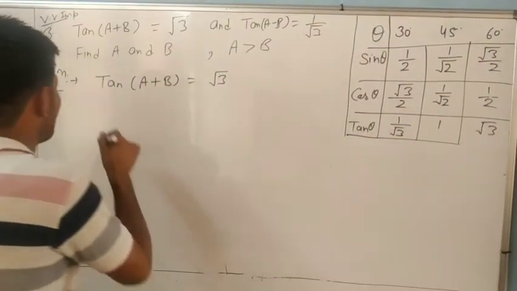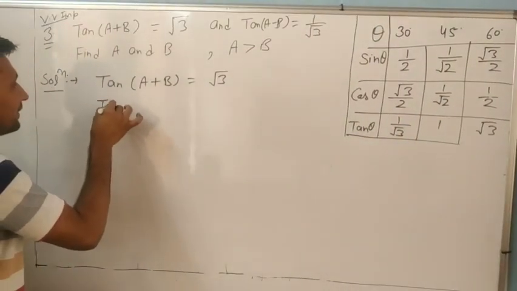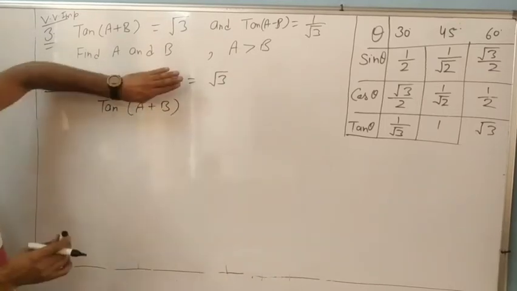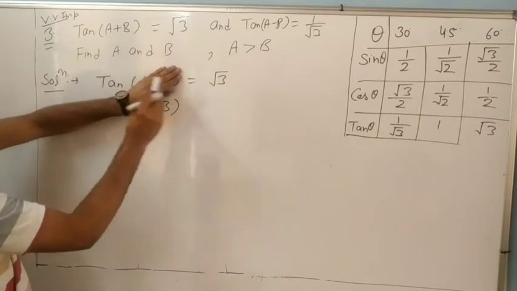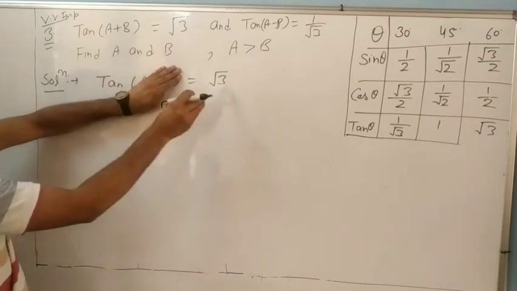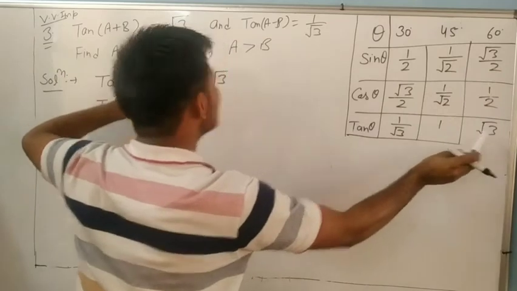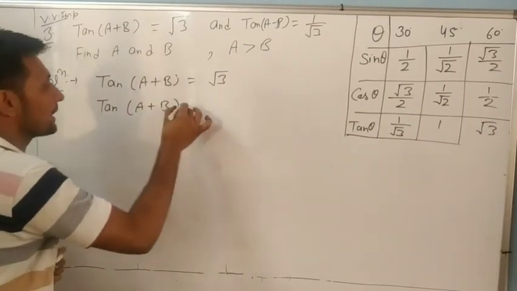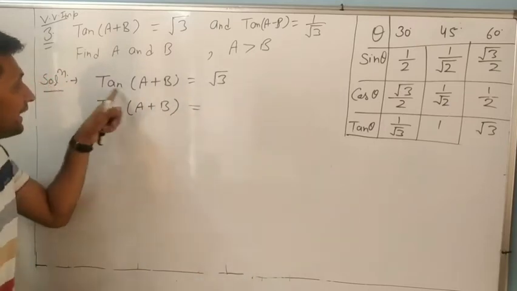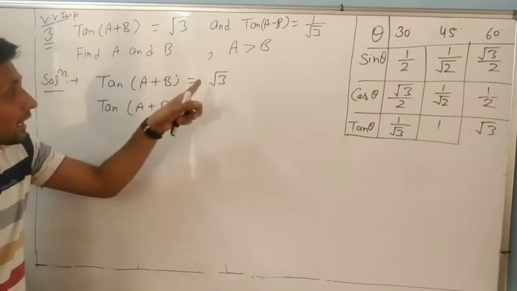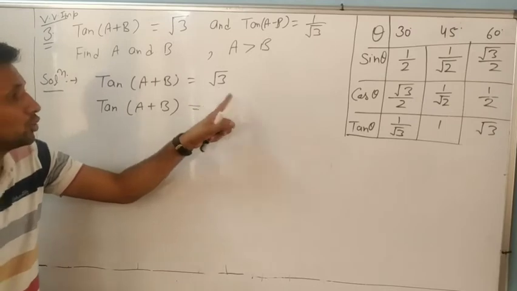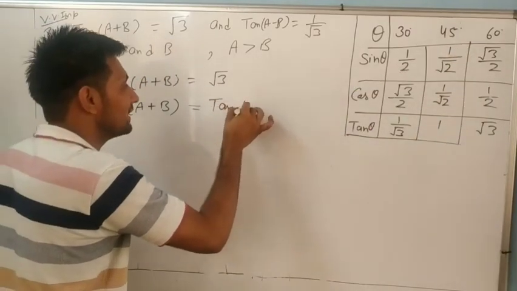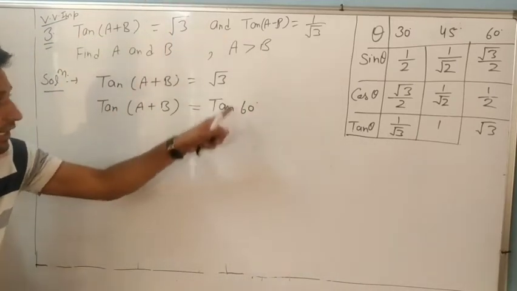Otherwise you can write like this, tan inverse. What does it mean? It means an angle whose tan is root 3. So the angle is 60. So it means a plus b equal to 60. Otherwise, a plus b we will write in tan form, and here also in tan form. Root 3 whose value is 60. So we will write tan 60. Can we write or not?